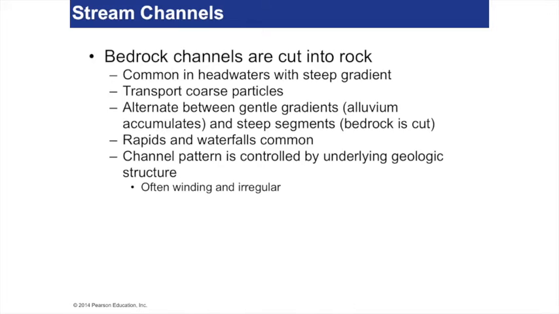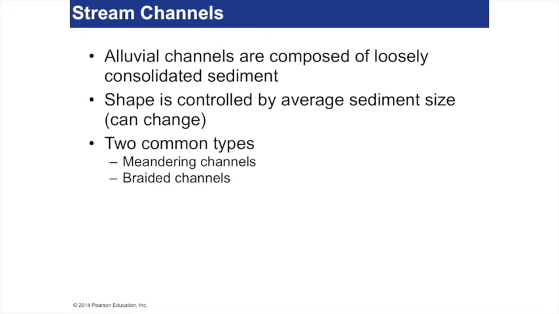Depending also on the rock, you could have winding. The streams don't have to be straight. If all of the rock is the same type of rock, then it would erode at about the same rate, and you'd have a steeper, straighter shot, a straighter line. If it's going from one type of rock into another, where one is more eroded than the other, then you may have a winding or irregular path.